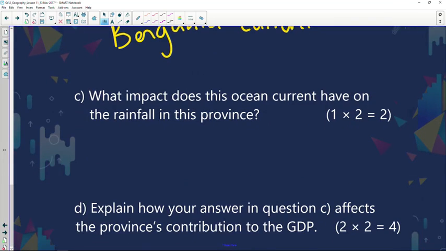Now, if you look at D, explain how your answer in question C affects the province's contribution to the GDP. Basically, like I've mentioned in this question, there's going to be less rainfall. So it means people in the Northern Cape province won't have fertile soil to farm, and they won't have arable land to farm because there's not enough rainfall, so they can't grow any crops.